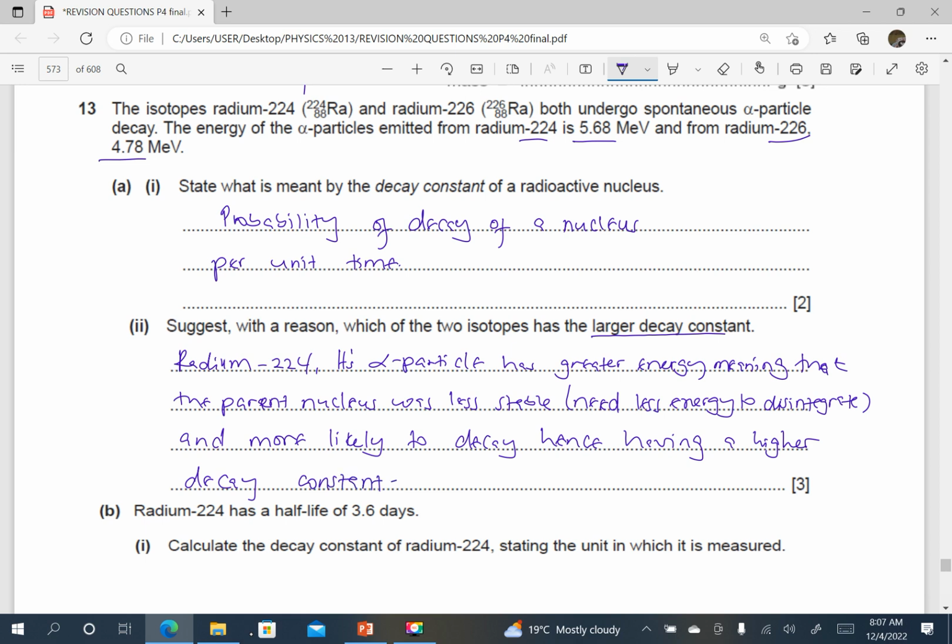So it is radium-224. Its alpha particle has greater energy, which means that the parent nucleus, radium-224, was less stable. And if it was less stable, it is more likely going to decay. It has more chances of decaying. And remember, decay constant is the probability of decay. So since it has a higher chance of decaying, then it has a higher decay constant.